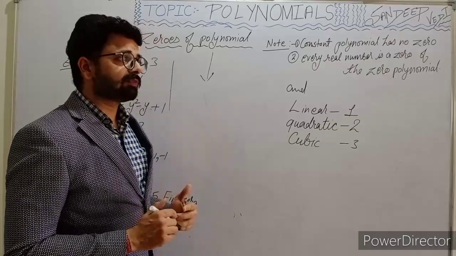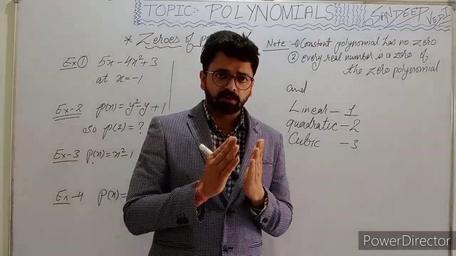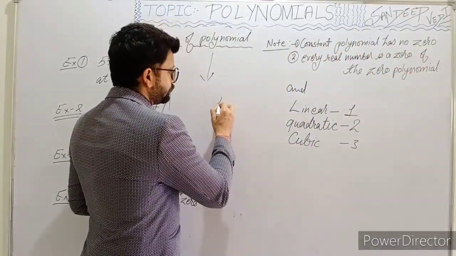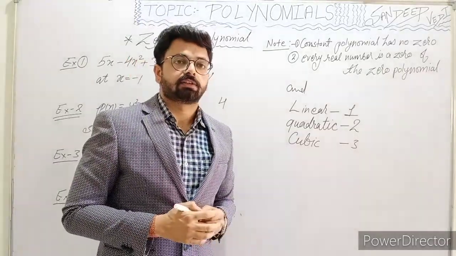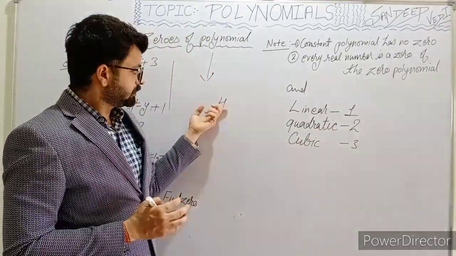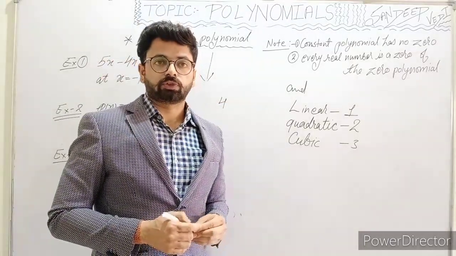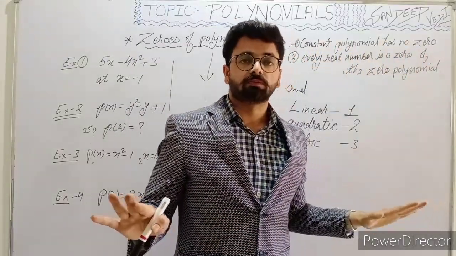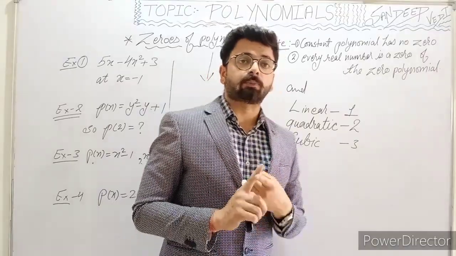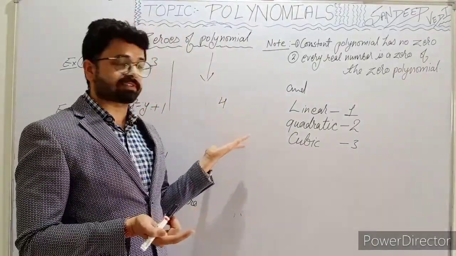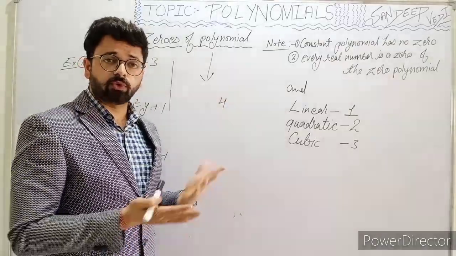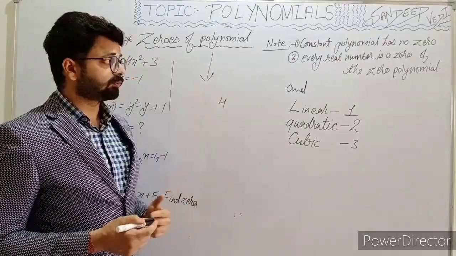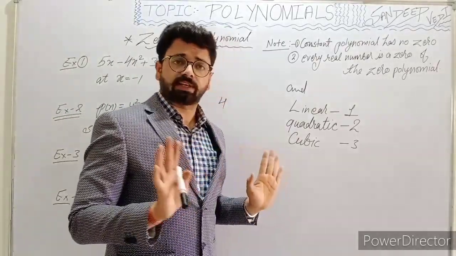Now write down the definition: zeros of the polynomial, the value of the variable at which the polynomial becomes 0. Now if we think about the basic part, the constant polynomial has no zero. Why? I am writing 4. What value of x can I place so that this polynomial becomes 0? No value. So note down this very important point: a constant polynomial has no zero. I cannot place any kind of value to make this 0.